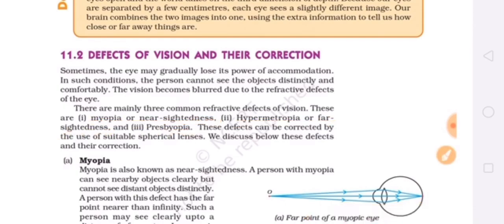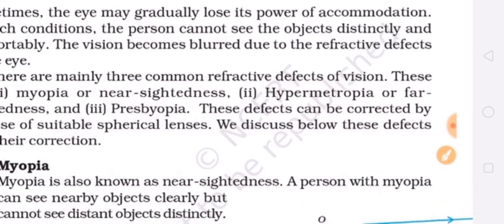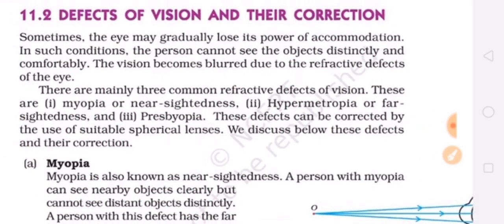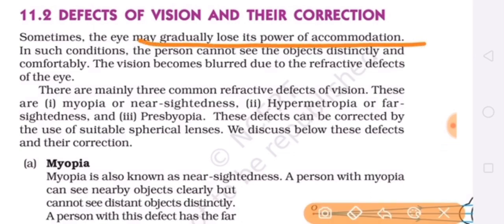So my dear students, sometimes the eye may gradually lose its power of accommodation. What is power of accommodation? That I have told you in my last lecture. Power of accommodation means power to adjust the focal length of the eye lens so that we can see nearby and far away objects clearly. That ability is called power of accommodation.